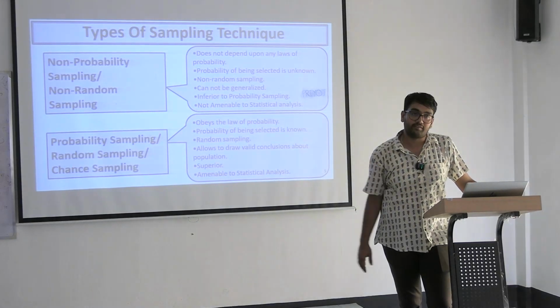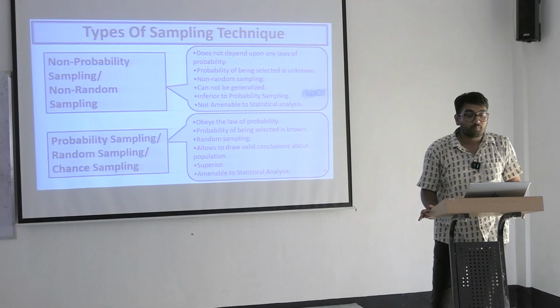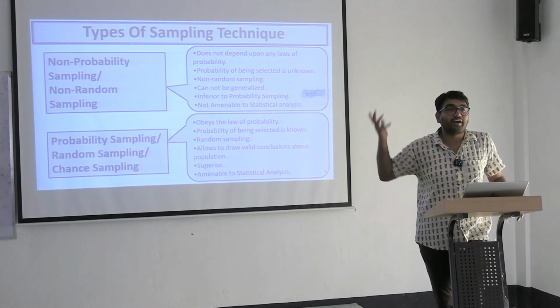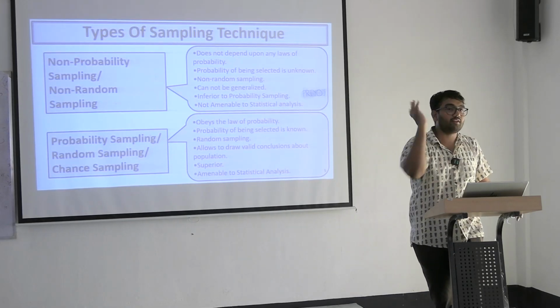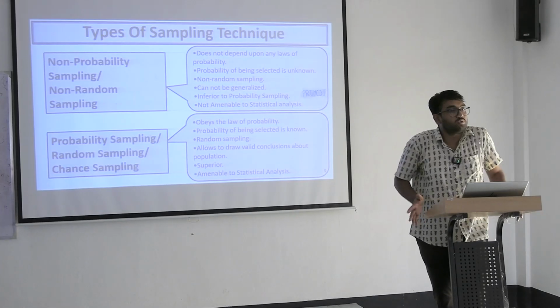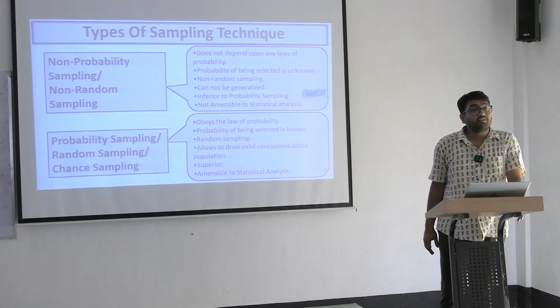This is non-probability sampling. Non-probability sampling means it does not depend on laws of probability. The probability of being selected is unknown. No one knows. It is according to my whims and choices. I like someone, I will pick that person. I do not like someone, I will exclude that person. So can you predict who will get selected, who will not get? No. No prediction. And it is non-random.